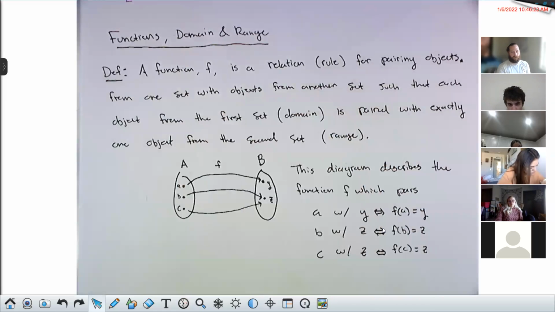All right, this on the right here is called function notation. The A's, B's, and C's are inputs. The Y's and Z's are outputs. And it is okay for outputs to repeat. It's not okay for inputs to repeat. That's the idea.